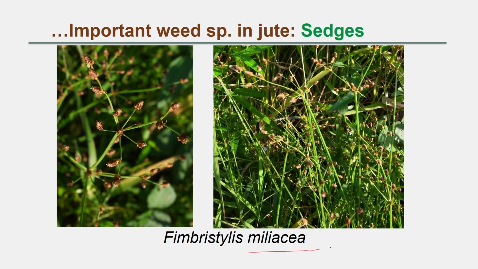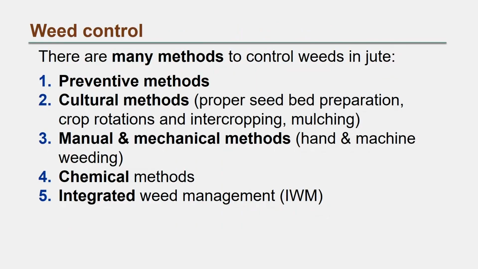This is F. milacea in jute crop. And now we go to the weed control. There are many methods to control weeds in jute: preventive methods, cultural methods like proper seed bed preparation, crop rotations and intercropping, mulching, manual and mechanical methods, hand and machine weeding, chemical method, and of course integrated weed management.